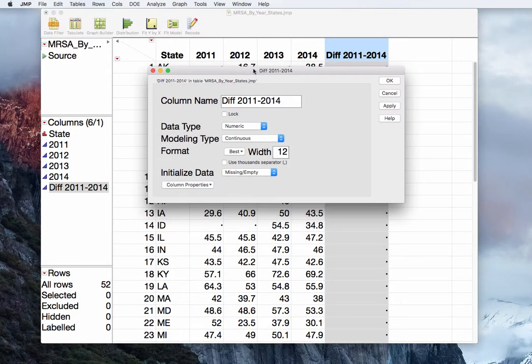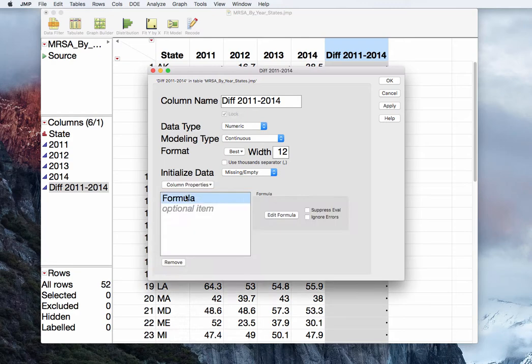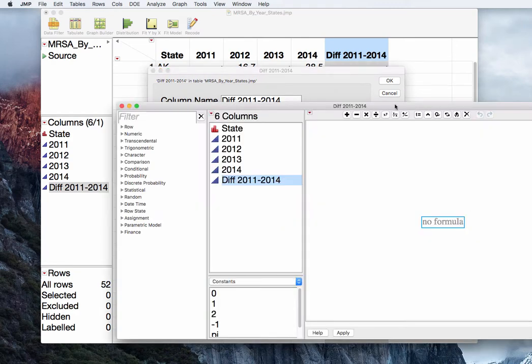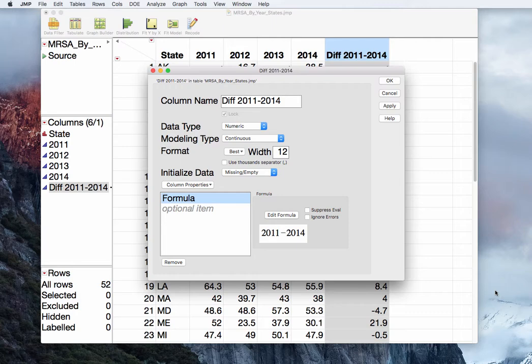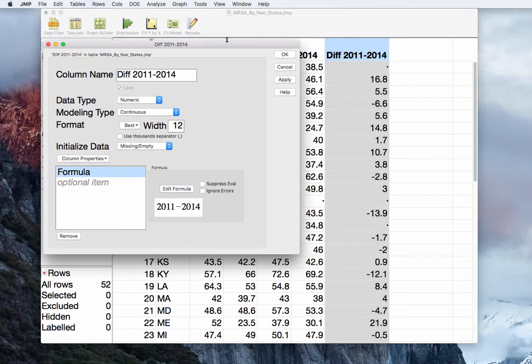And then I'd like to create a formula, edit formula, and I'm going to do 2011 minus 2014 and press OK. So you notice here that I've put the direction of the difference, 2011 minus 2014, in the name of my variable. And that way it's very clear how you've done the subtraction. Now, if you're in SAS, you can't have a minus sign in your variable name. You could use an underscore, or you could simply use a letter M. And I'm going to press OK.